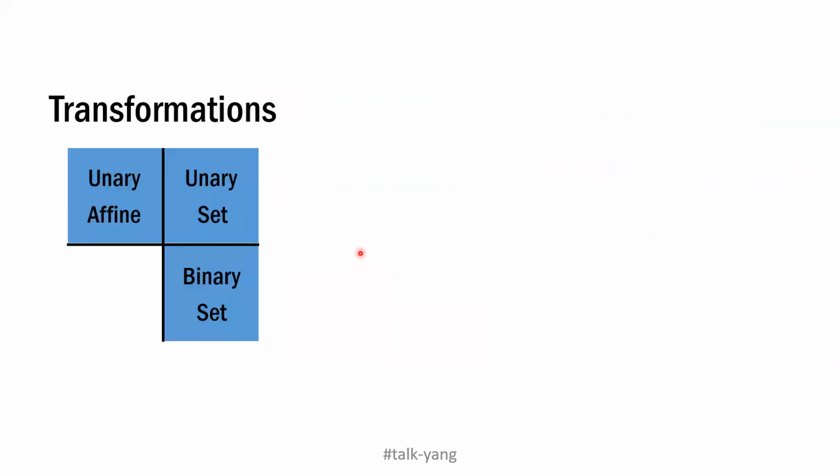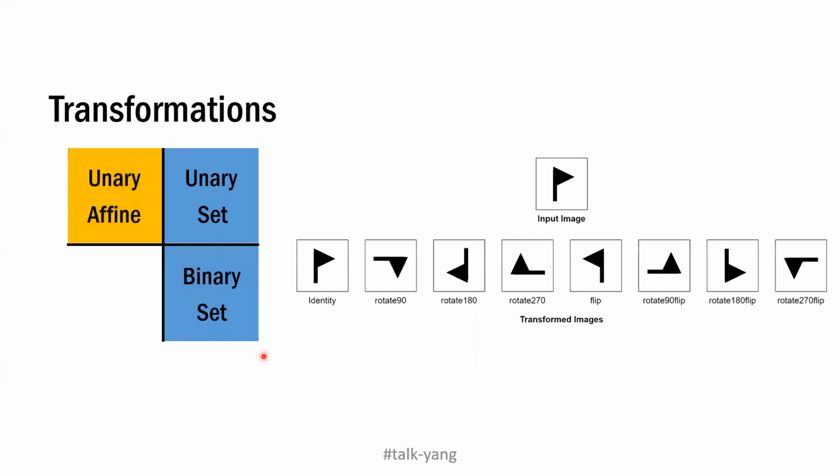So our first important component, transformation. We have two dimensions to describe a transformation. A transformation in our system can be either a unary one or a binary one. By unary, I mean this transformation takes a single input image, while the binary one takes two input images. And we use either affine transformations or set operations. For the unary affine transformation, here are some examples. We consider only the rectilinear rotations, reflections, and the combinations of them.